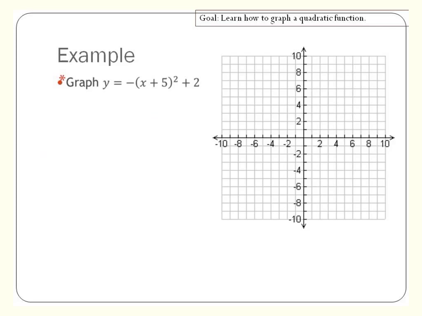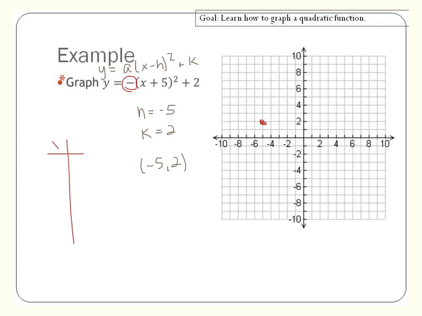So this is in vertex form. This is y equals a times x minus h squared plus k, in which case h is negative 5 and k is 2, and so that's my vertex. So I know that the point (-5, 2) is on my parabola. And because a is negative, I know this parabola opens down. So before I even start, I know some specifics about my parabola. When you start your table, you already know that that is one of your points.